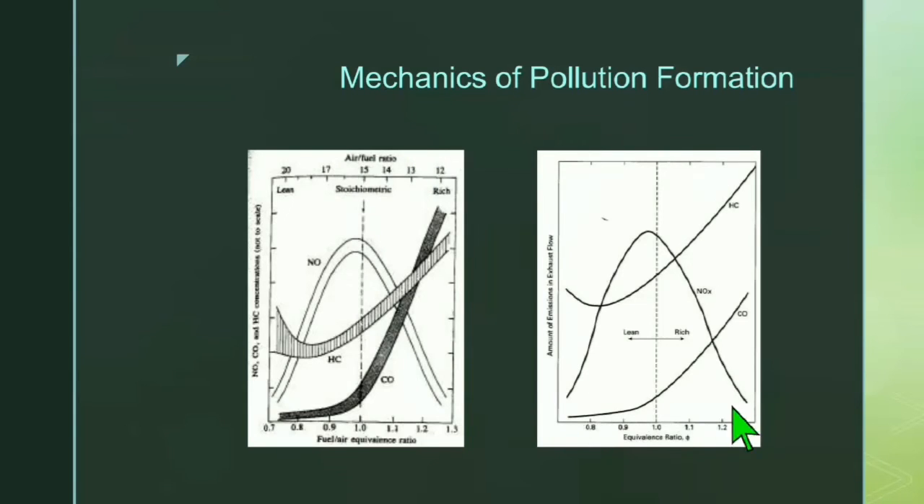From the next figure we can say the x-axis defines the equivalence ratio phi, and the y-axis defines the amount of emissions in the exhaust flow. This one is for lean, this one is for rich, and here is the line. This is for hydrocarbon, this is for NOx, and this is for carbon monoxide.